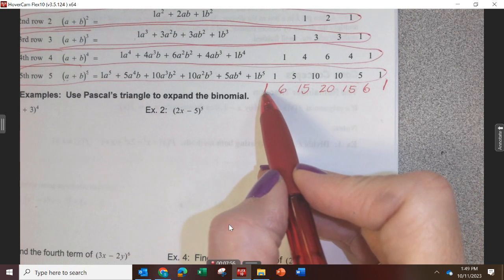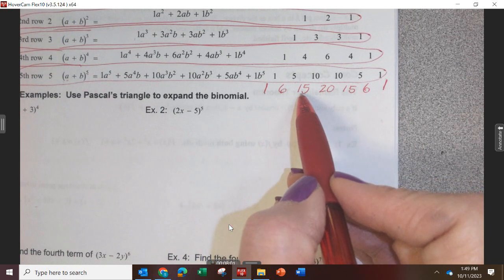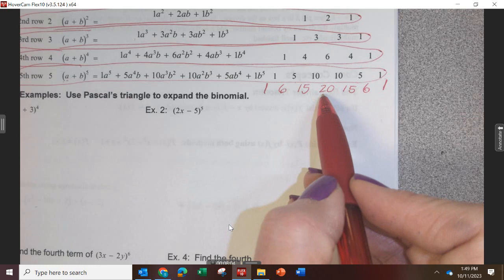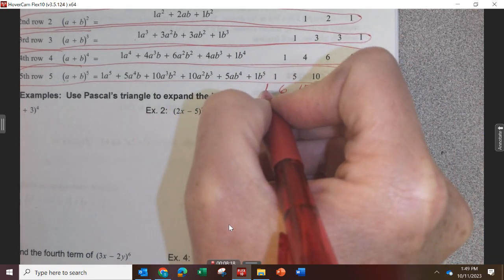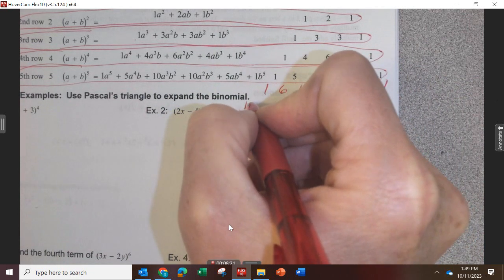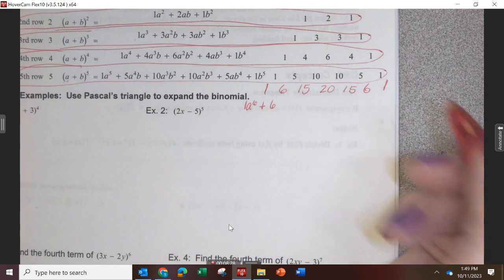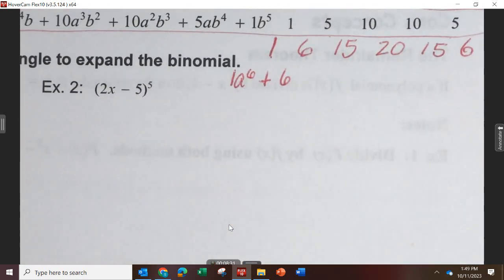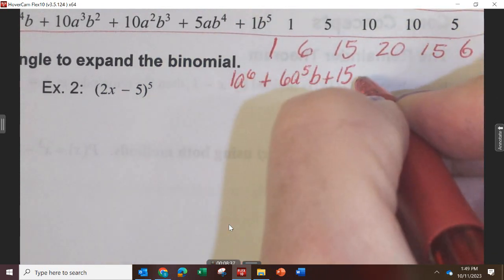It would go 1a to the 6th plus 6a to the 5th b plus 15a to the 4th b squared. Can you guys think of the next one? Plus 20a to the 3rd b to the 3rd, right? Somebody's catching on. Then 15 what? Let's write it out. Okay. So this would be 1a to the 6th, no b. What's the next one? 6a to the 5th, what? B plus 15, then what?